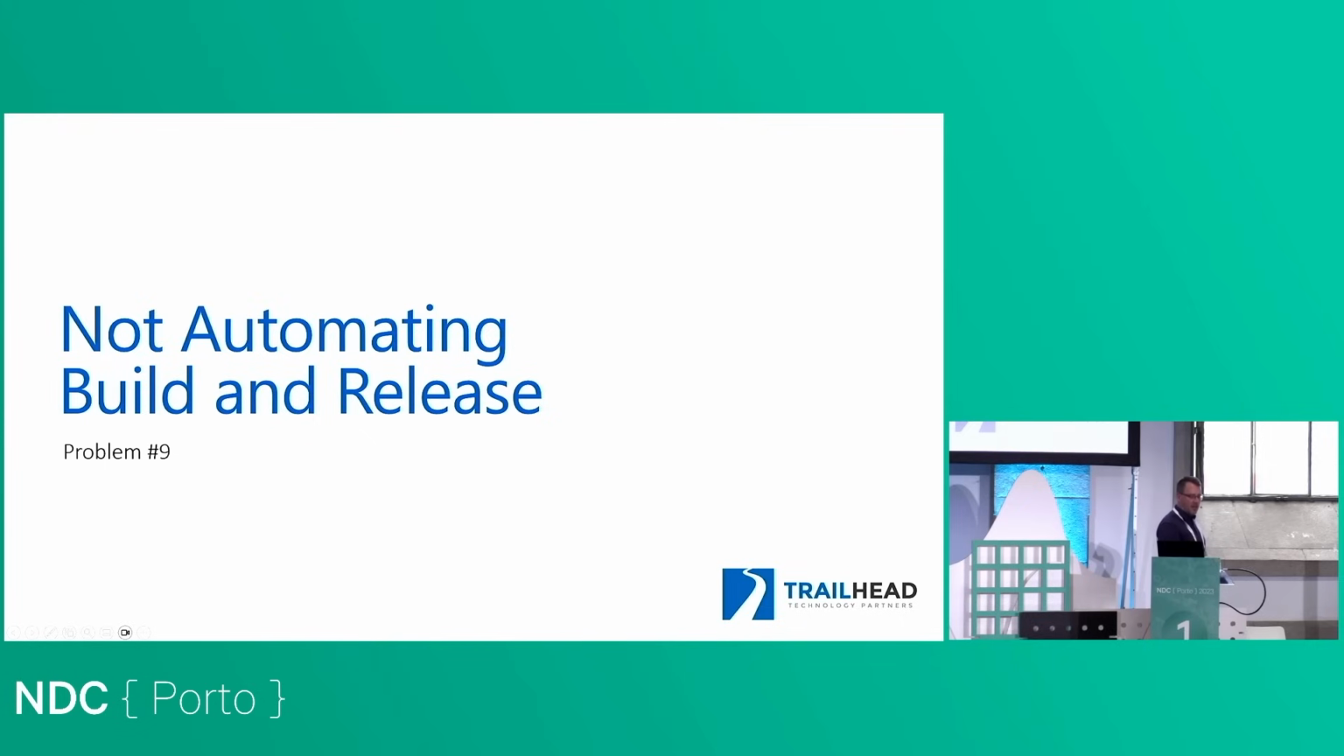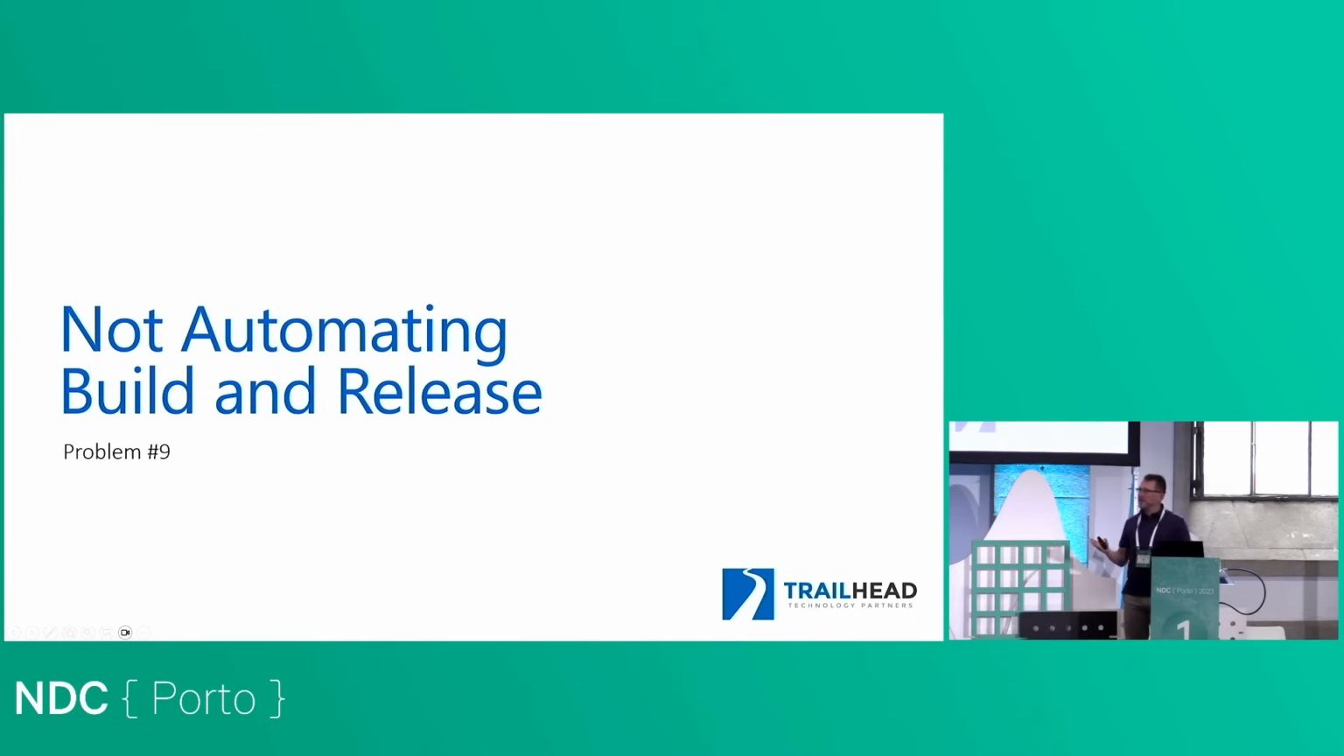Problem number 9 is not automating the build and release cycle. You wouldn't believe how many companies, maybe you would, still don't have automated CI/CD pipelines. When we have a client come to us and say, hey, we're considering microservices, this is one of the first questions we'll ask them. The very first one is why do you want to do microservices, and making sure they have a very good reason.